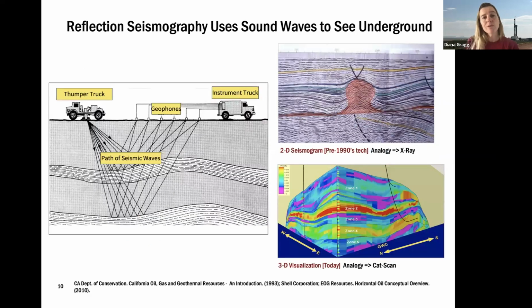So one of the tools they use is something called reflection seismography. Kind of what it sounds like, you're using sound waves. It's kind of like a sonogram, right? We're using sound waves with a thumper truck where those sound waves will bounce differently off of different types of rocks. We're able to capture those sound waves that have bounced back to the surface and today really do some beautiful 3D imaging of what our underground layers look like.